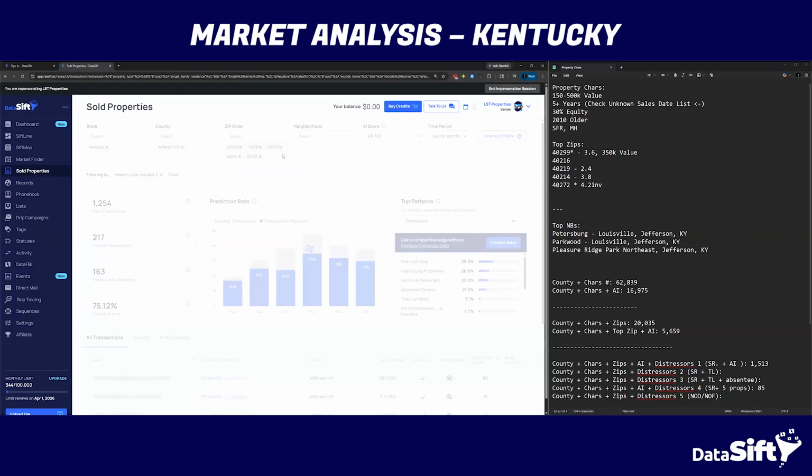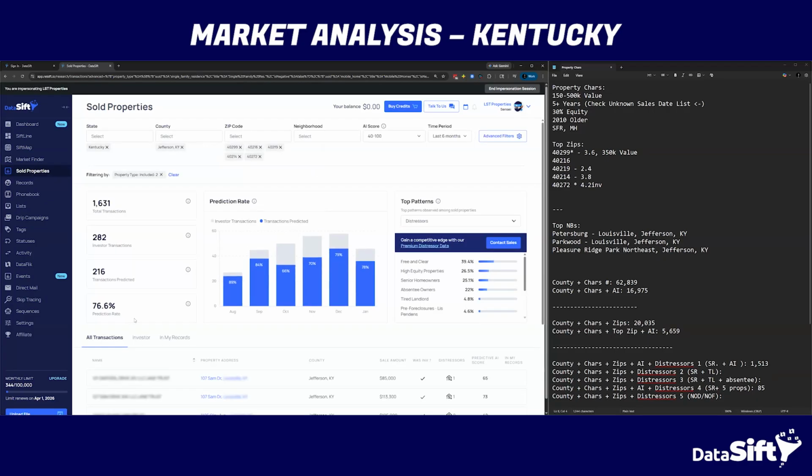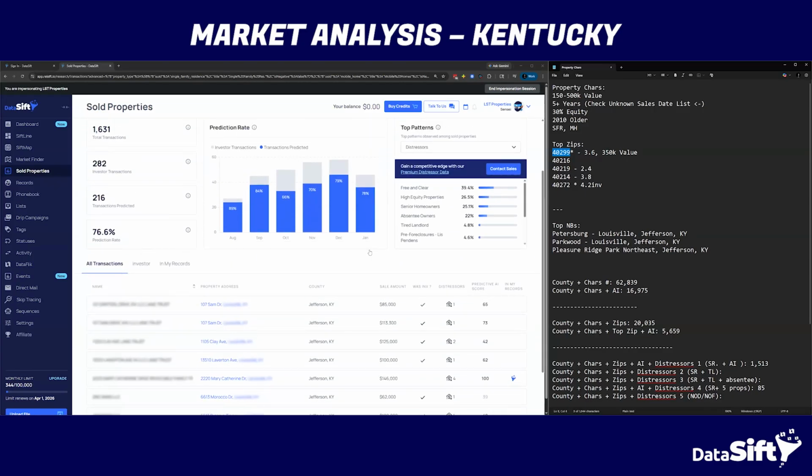272. Okay, so we got up to a 76% prediction rate. And so this tells me these zip codes are good. The AI score up in this 40299 doesn't play as much of a role, but that's fine if we apply it because it's still getting us closer to the target. It's just that only 40% of those are actually converting from that. It means that most of those people just have equity and no problems going on. They probably got their stuff together. Basically what it boils down to.